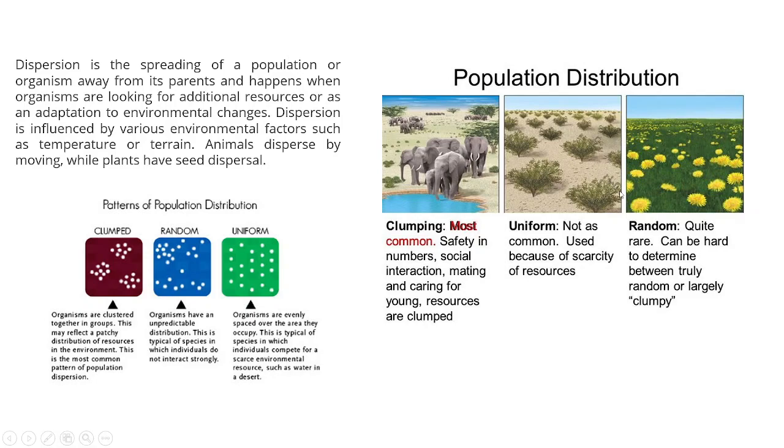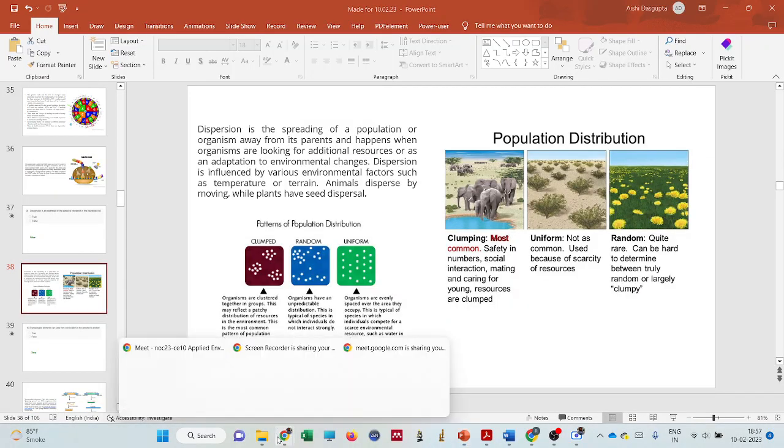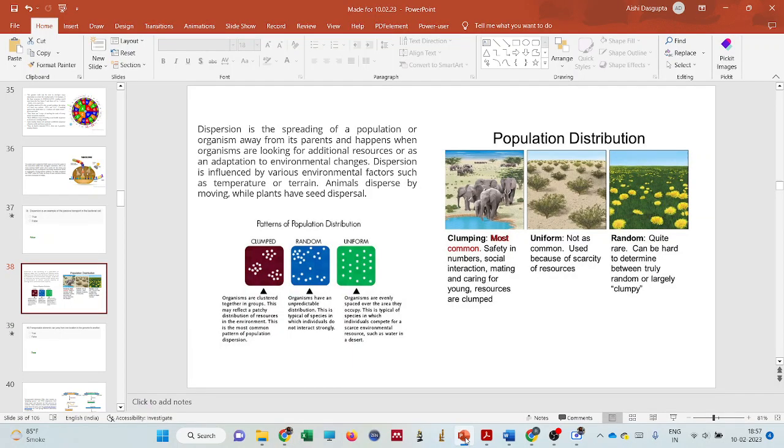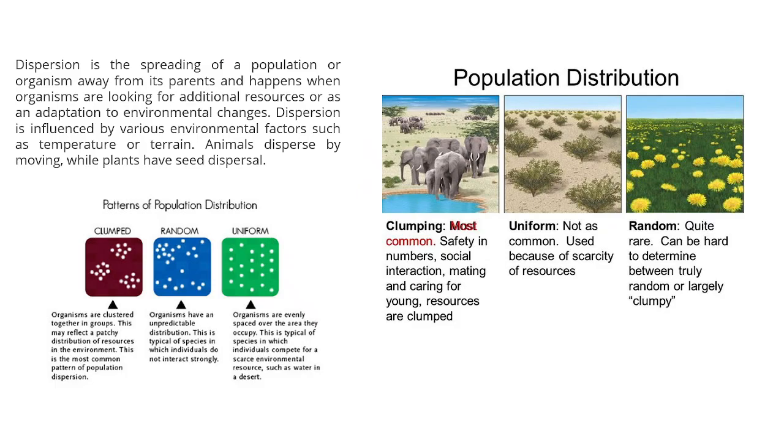Then there is random. In random, the organisms have a very unpredictable distribution. It is very rare, and it can be hard to determine whether it is truly random or largely clumped. In this case, individuals do not interact as strongly as is seen in clumped. In clumped dispersion, they are actually moving in groups, so there is more interaction.